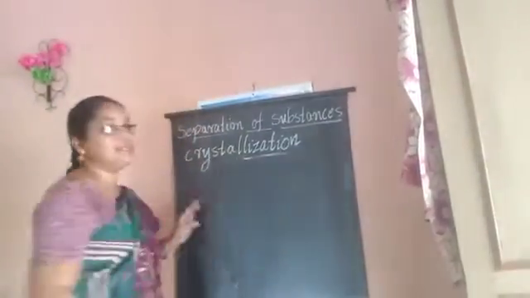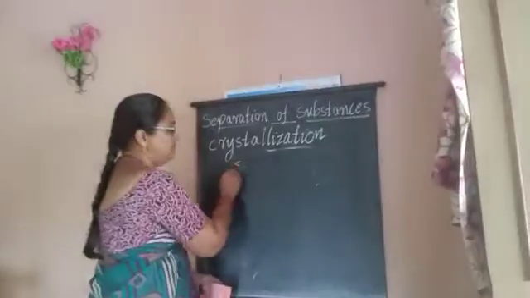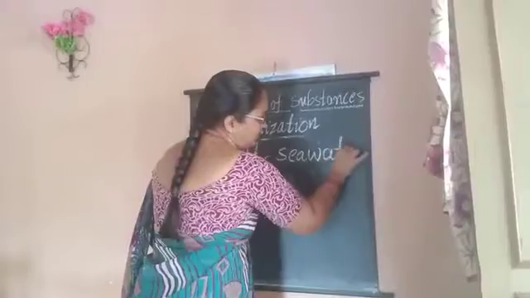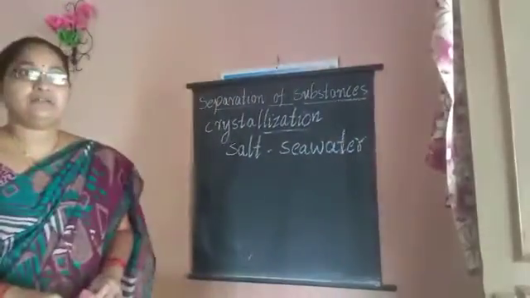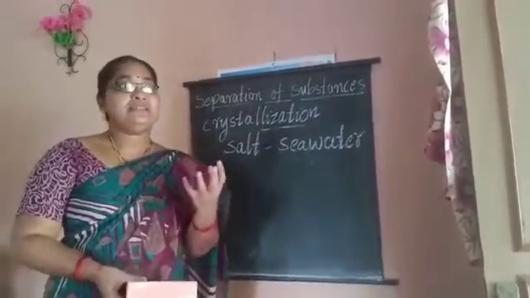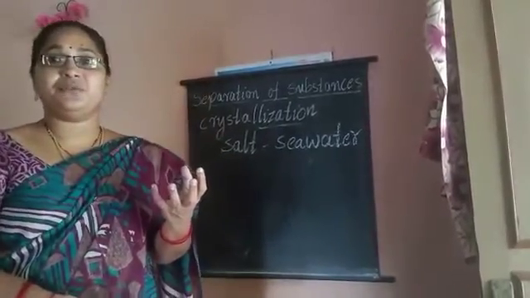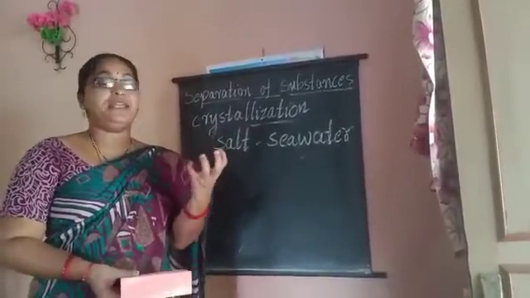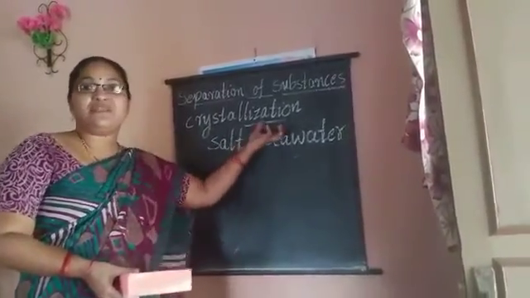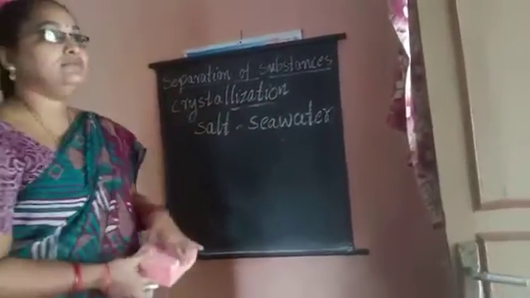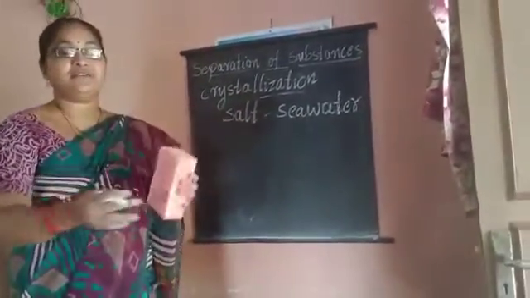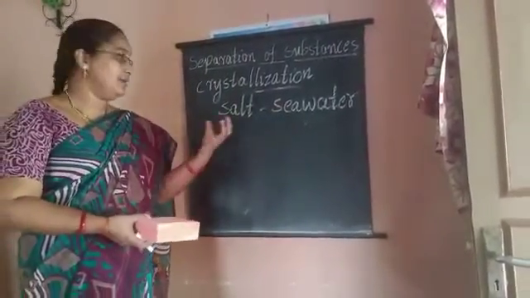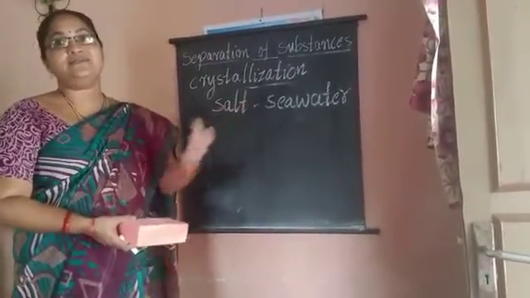From where are we getting the salt? Means from the sea water. Salt from the sea water. We all know in the sunlight water from the water bodies evaporates. They use this evaporation property to collect the salt from the sea water. They capture the sea water in white ponds and expose it to air and the sunlight, and they get the salt in those white ponds.